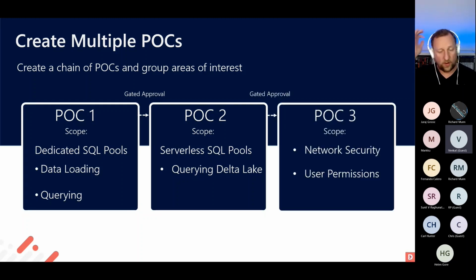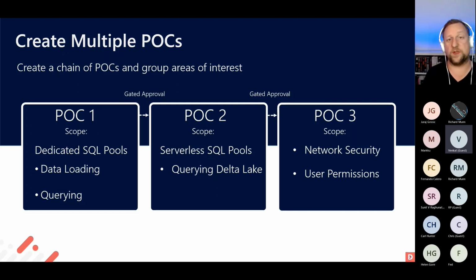And then also we've got the other features of a project with Synapse that we need to look at, like user permissions, like network security. Okay, now this is just an example of 3 proof of concepts that I've put in there. It could be perfectly valid that POC 3, the network security and user permissions, is actually the first proof of concept. So let's prove that Synapse Analytics can be locked down and can be secured as per our organization's requirements. That's the first proof of concept.